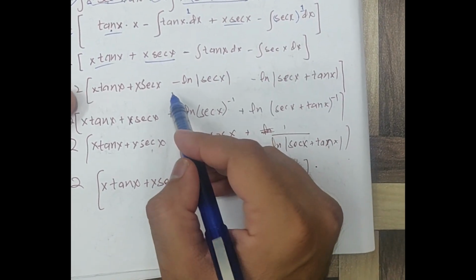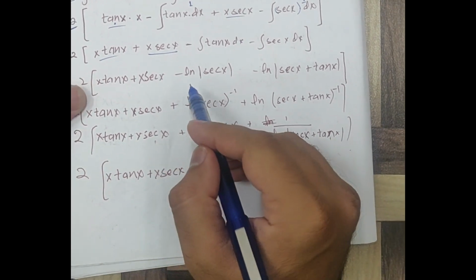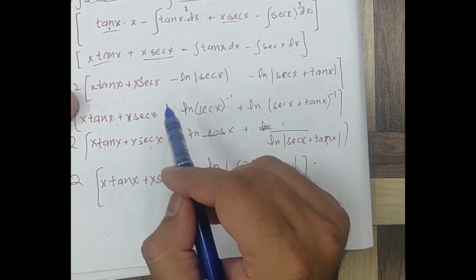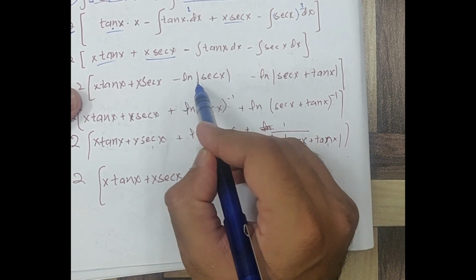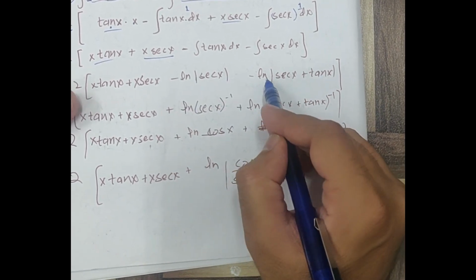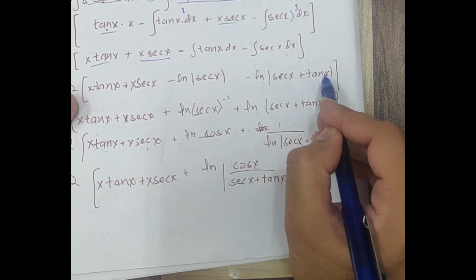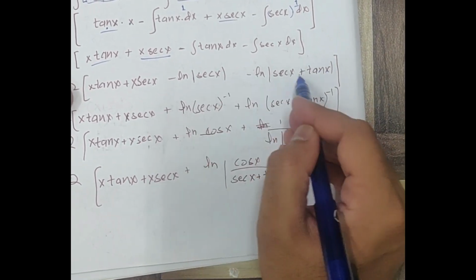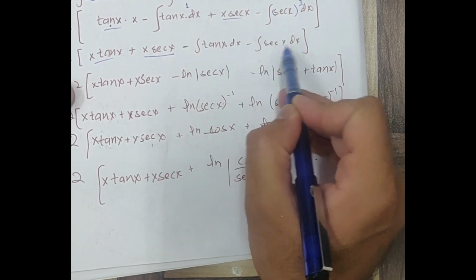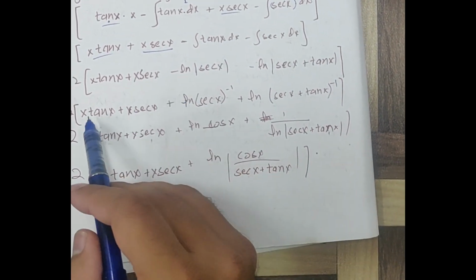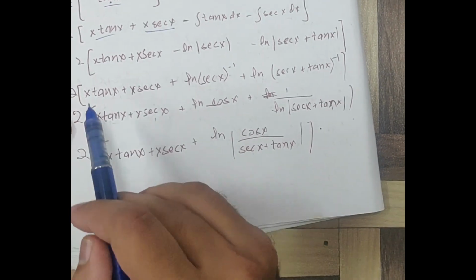We know that the integral of tan x is the log of secant x, and the integral of secant x is the log of secant x plus tan x. If we take the derivative of these two terms, it will leave us with tan x and secant x. So the rest is very simple.